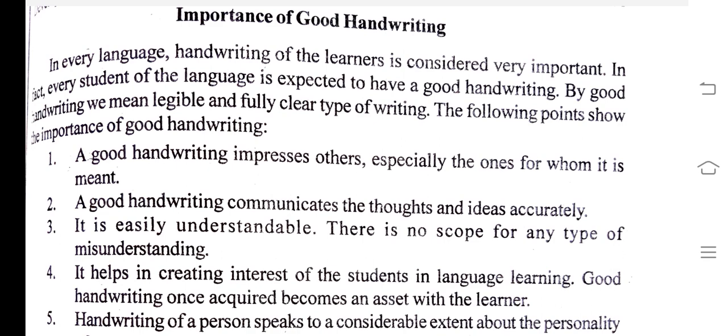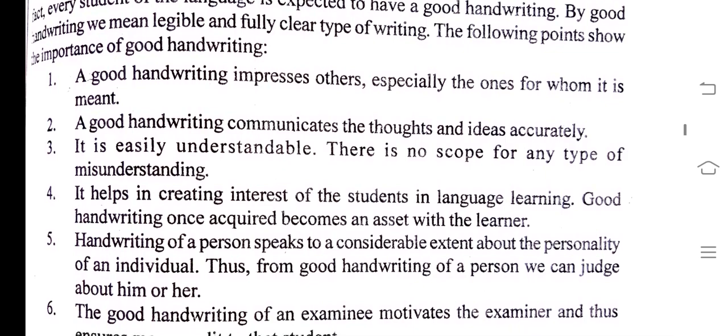A good handwriting impresses others, especially the one for whom it is meant. A good handwriting communicates the thoughts and ideas accurately. It is easily understandable. There is no scope for any type of misunderstanding. It helps in creating interest of the student in language learning. Good handwriting once acquired becomes an asset with the learner.